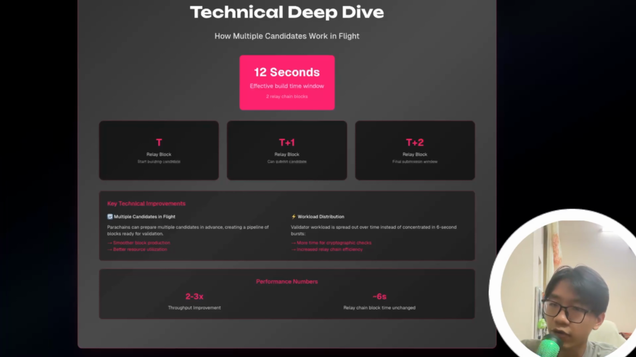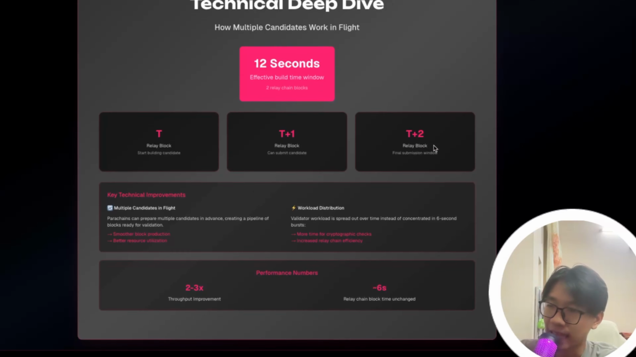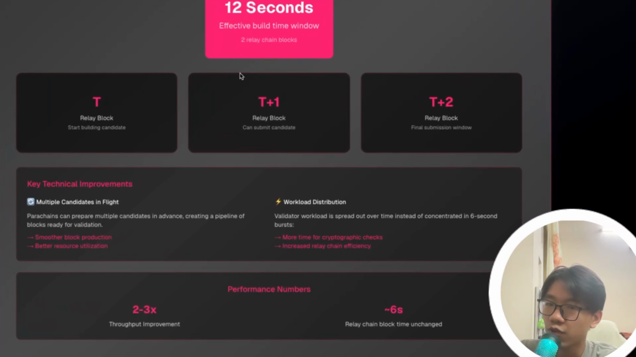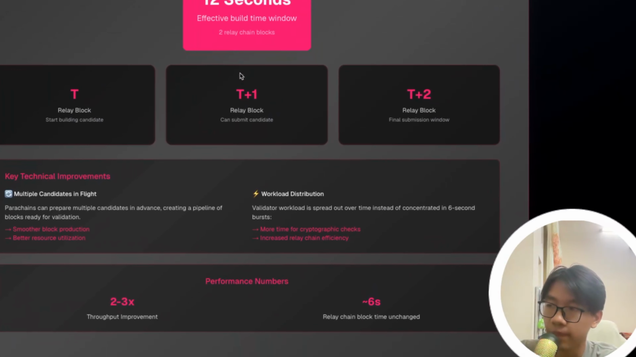Now we move to the technical deep dive. Now let's dive a bit deeper into the technical details of asynchronous backing. So in Polkadot architecture, the parachain produces blocks that are checked by validators on the relay chain. The validators create the backing vote to prove the block is valid. And with asynchronous backing, the time available for block validation is extended. So validators don't have to complete the validation within the same slot.